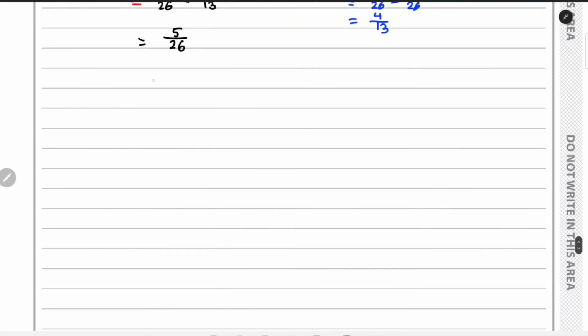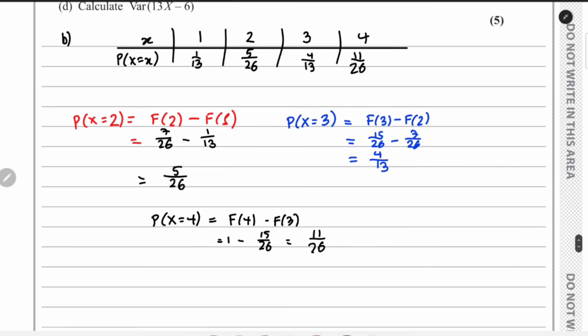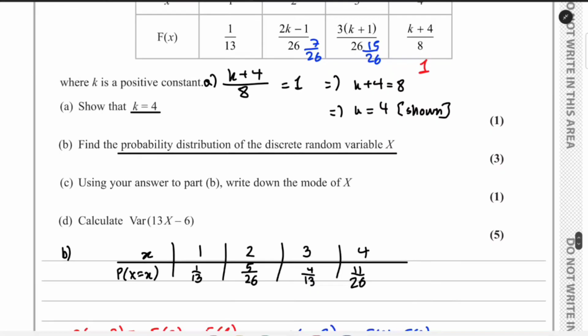And now finally for probability x equals 4, we'll have 1 minus, or f4 minus f3. So 1 minus 15 by 26. So we'll have 11 by 26. If we add these values up, we should get 1. It's always good to check this after solving it. And this does add up to 1.